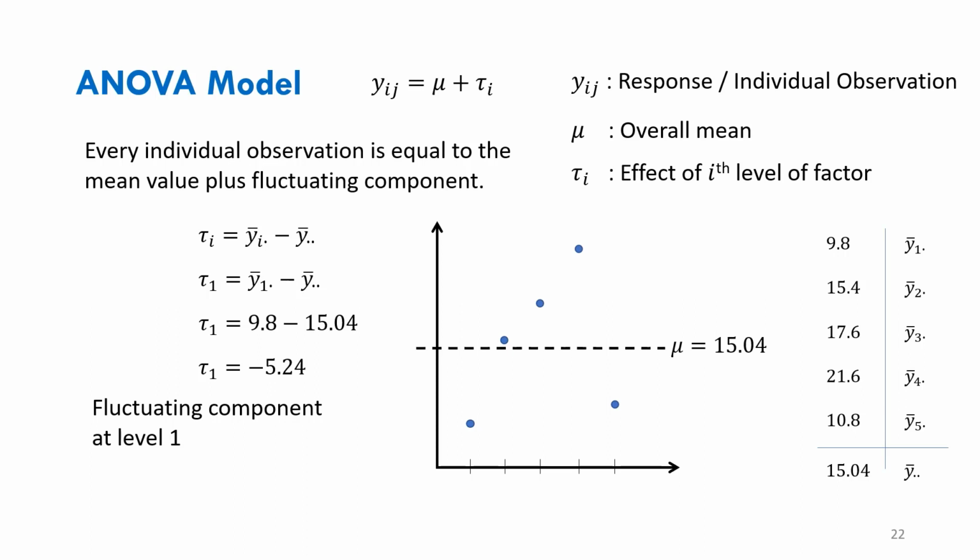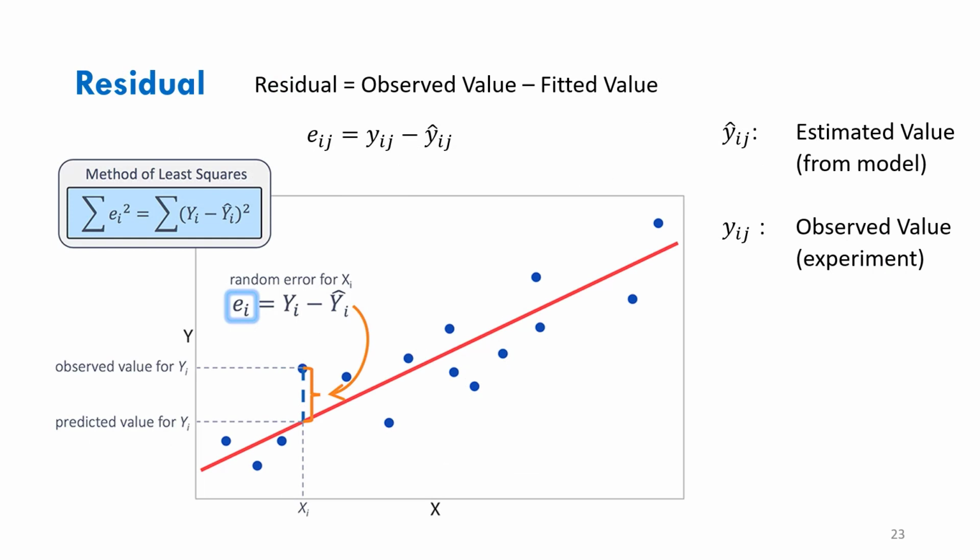Similarly, we can perform this for the next levels, and we can see clearly that some of the responses have a positive fluctuating value and some have a negative one. These fluctuating components can also be termed residuals, where the residual is equal to the difference between the observed value and the fitted value. The observed value is measured and taken from the experiment, while the fitted value is calculated from the model equation. It is also called the predicted value. If we subtract the fitted value from the observed value, we find each residual, which is represented by e. And if we want to get the variation, we can use the method of least squares, for which we sum the squares of the deviations.